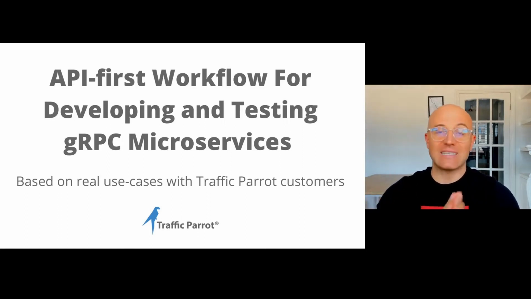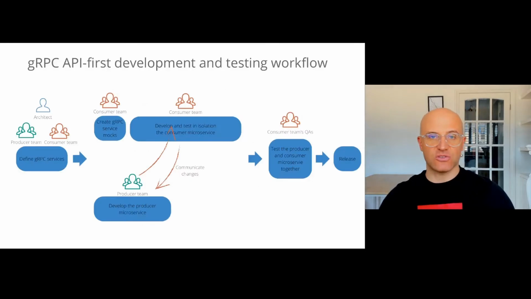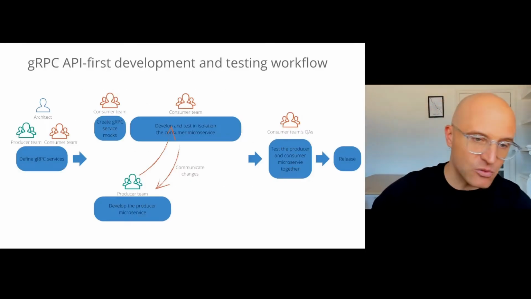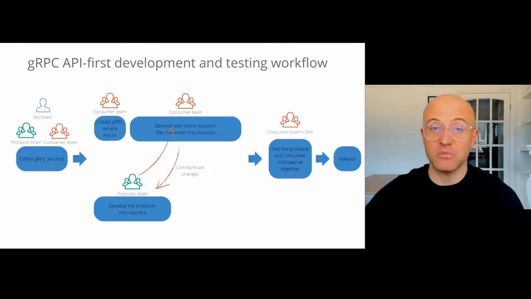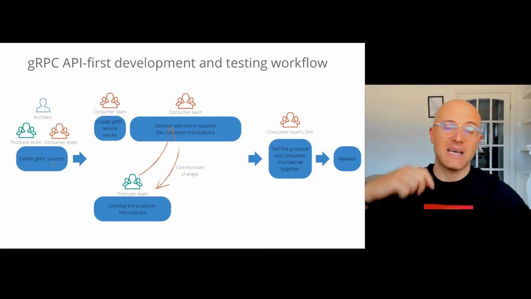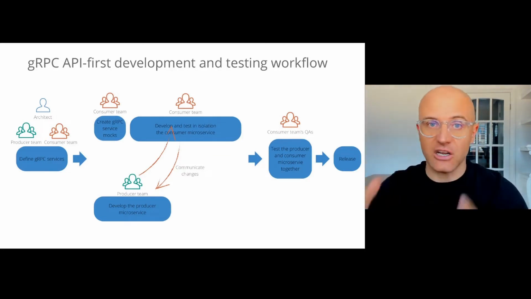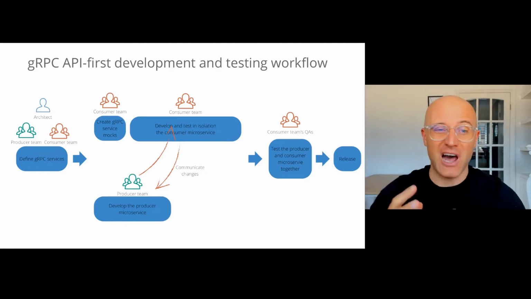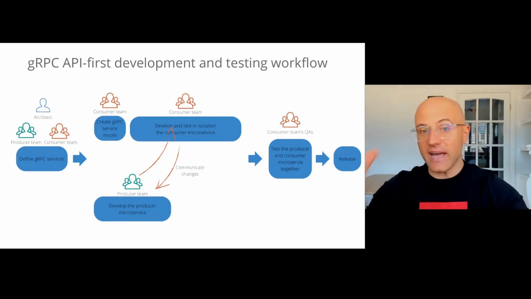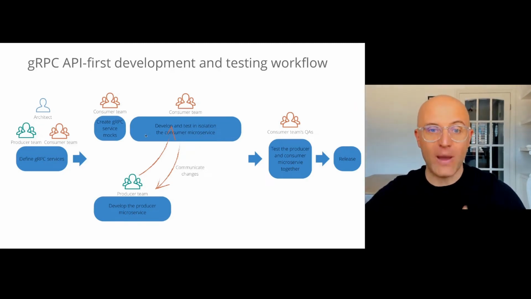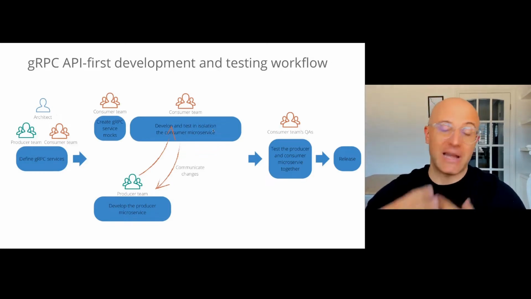Hey everybody, let's look at an API first workflow for developing and testing gRPC microservices. So the teams will be starting with defining the gRPC services. The producer team, the consumer team, and the architects will work closely together to define the gRPC services. Then the teams can go and work in parallel on their microservices.